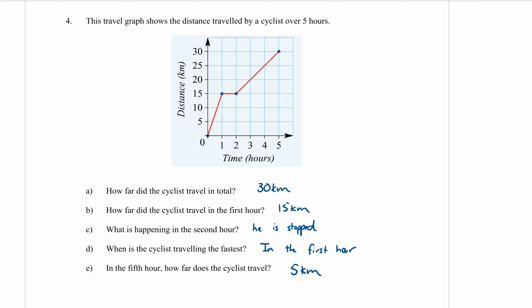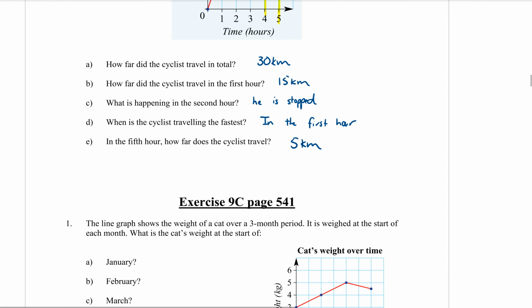Okay, pretty straightforward. 5 kilometres. Because in the 4th hour is from here to here. So that's from 25 up to the 30. Okay, your turn, your questions.